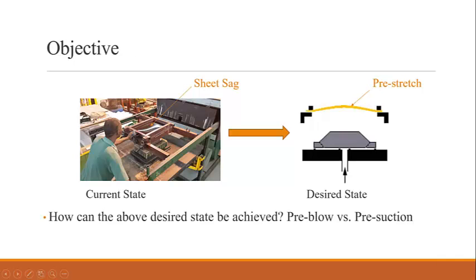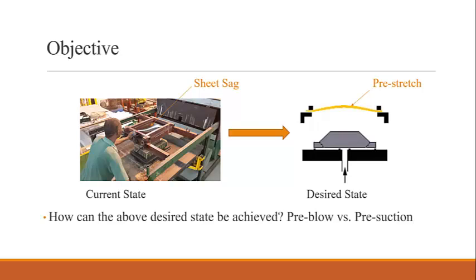A solution to this problem is to enable a pre-stretching ability on Aero Services' current thermoforming machines. We would like to go from the current state of having the sheet sagging before it touches the mold to having the sheet pre-stretched into a dome shape which distributes the material evenly before it's formed. This is done in 2 ways, either with a pre-blow or a pre-suction.